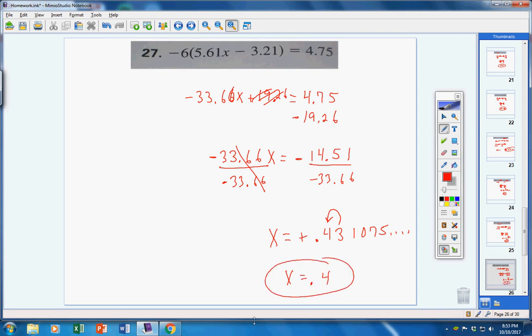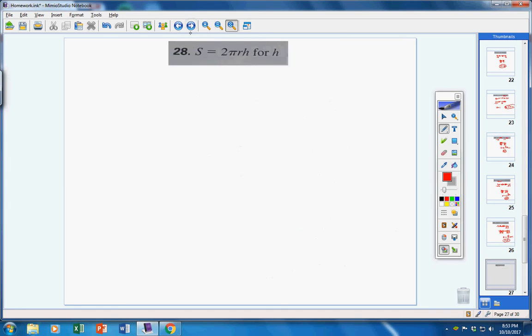Alright, numbers 28 through 30, solve for the indicated variable. So, for number 28, we're going to solve for h. First, simplify both sides. Next, eliminate fractions. Next, find all the terms that have an h, get those on one side, and all the other terms to the other side. Now that's done.